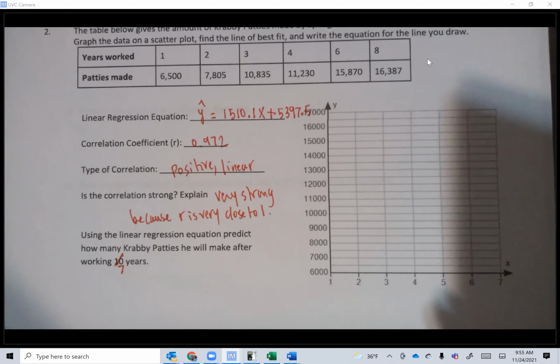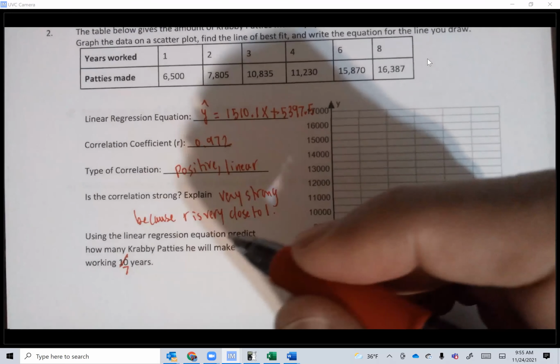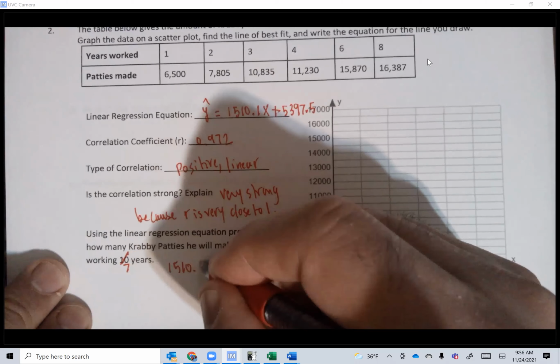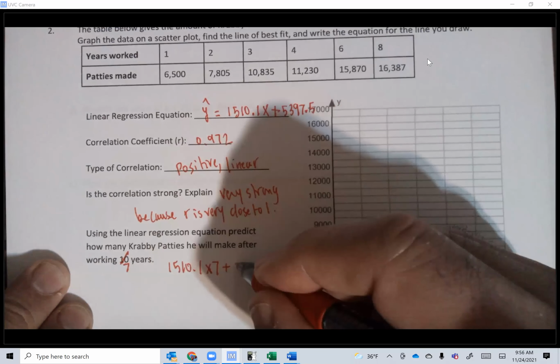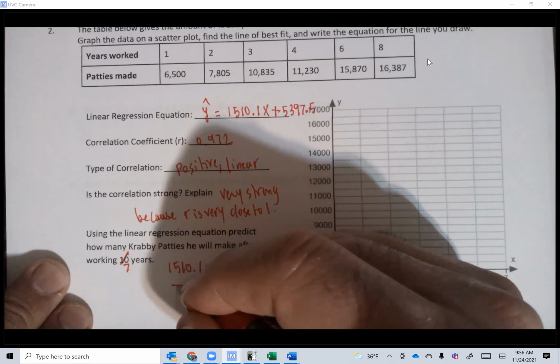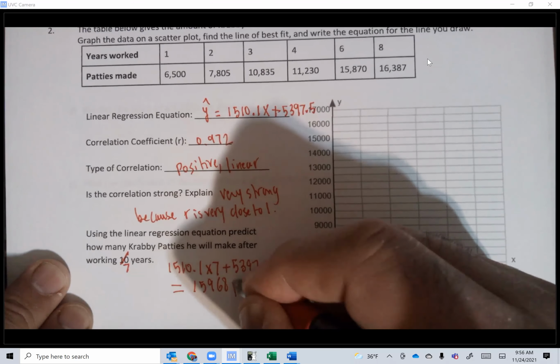$1510.1 times 7 plus 5,397.5. So I got 15,968. So it will be 1510.1 times 7 plus 53. It's just pure algebra here. So we're not doing any statistics here. 15,968 pairs.